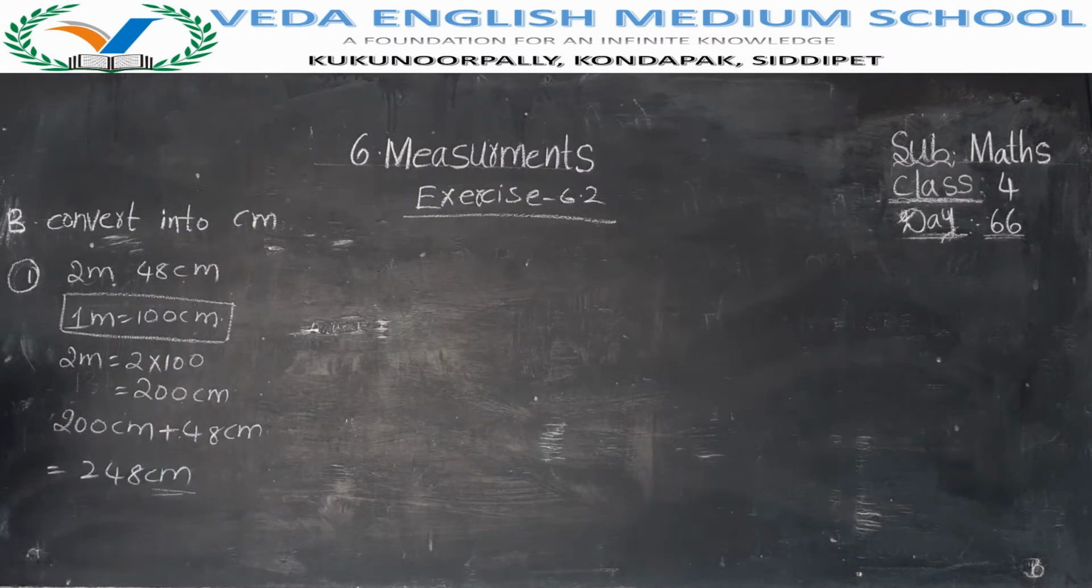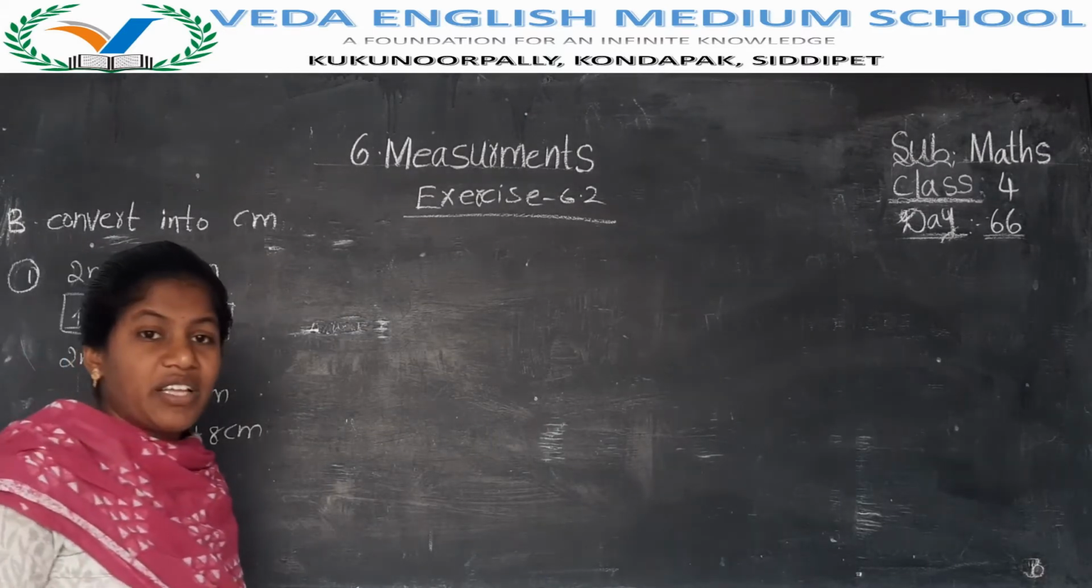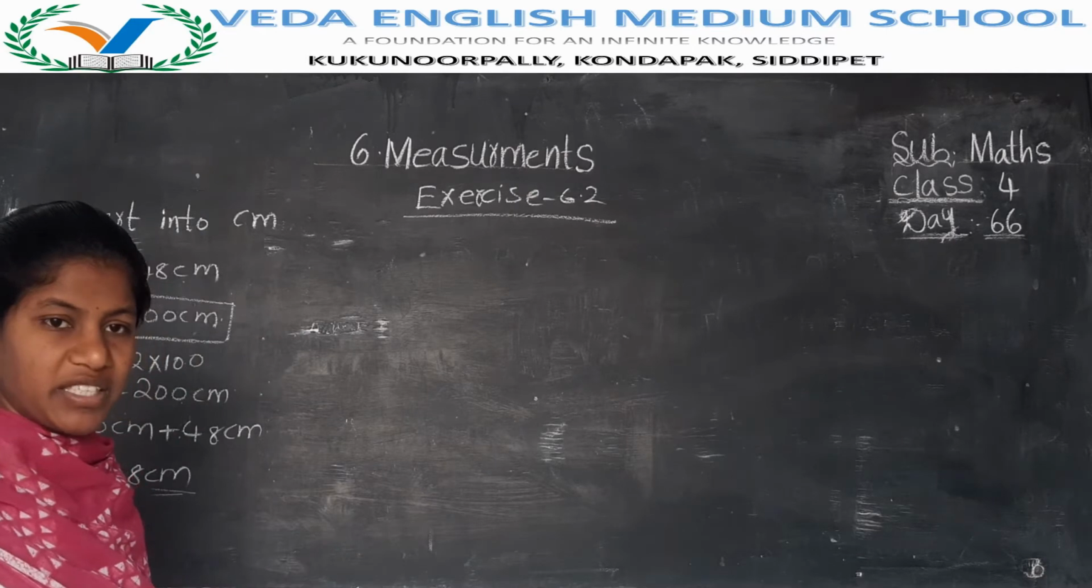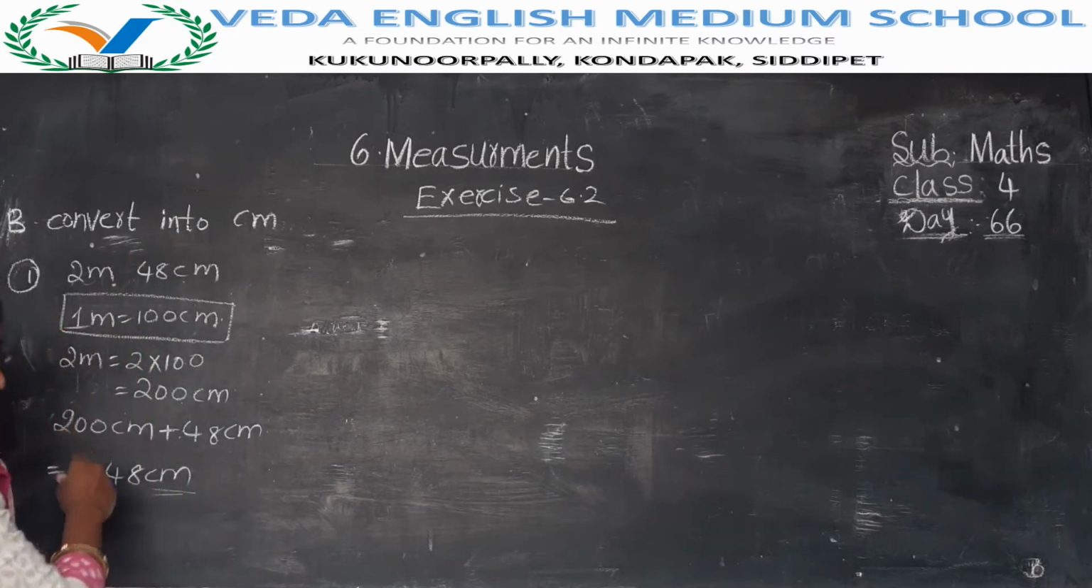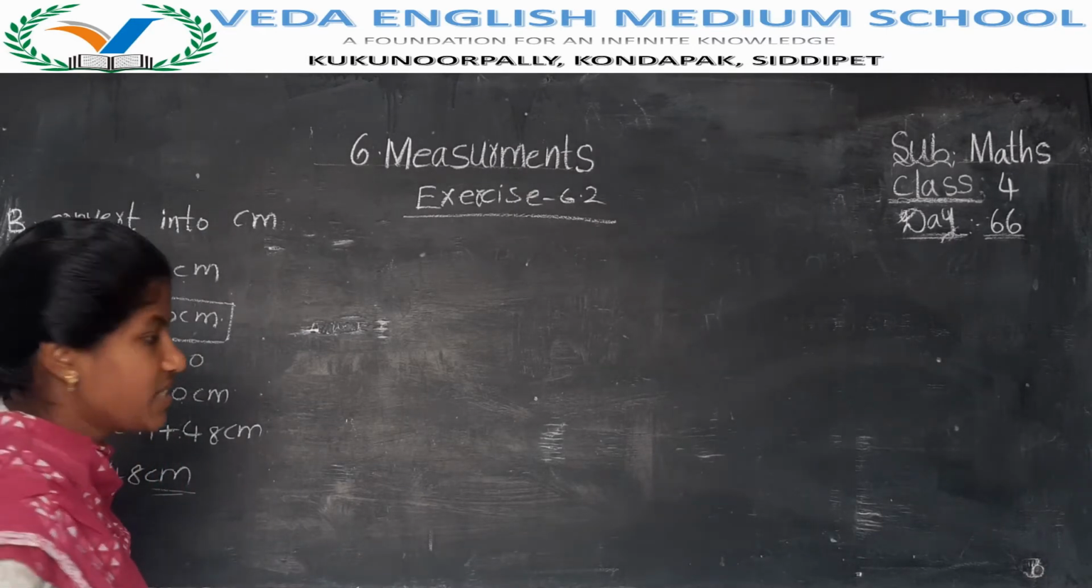When we are converting greater quantity to smaller quantity, what we have to do is multiply. So we have to multiply here.